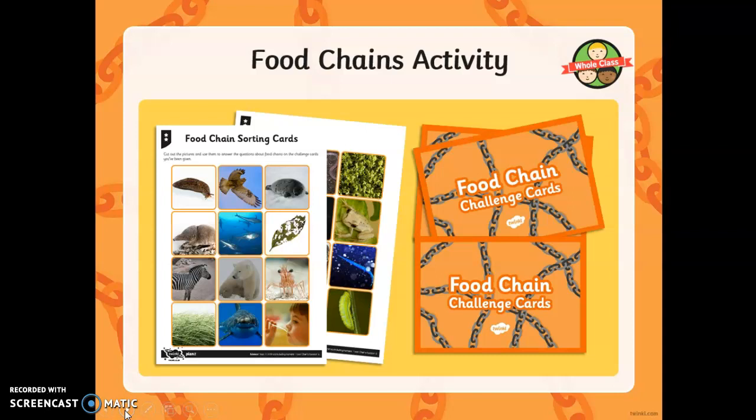If you're feeling adventurous or you want to do a little bit more, then have a look at our food chain challenge cards. And there's some food chains that you need to construct, and there's certain criteria, some clear instructions about what you have to do.